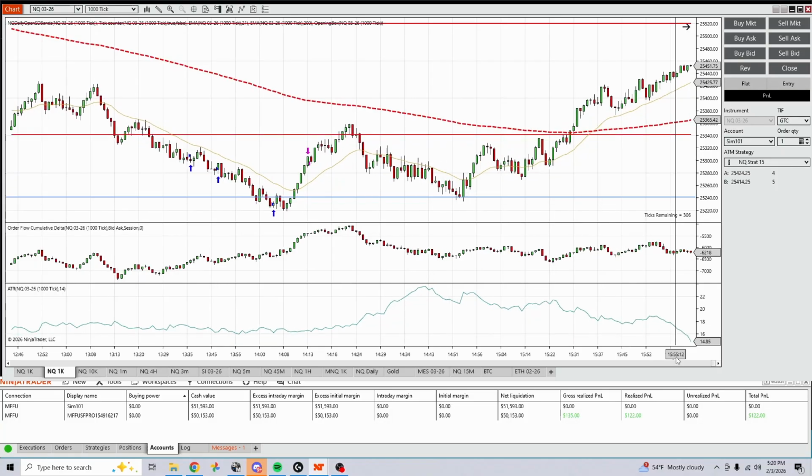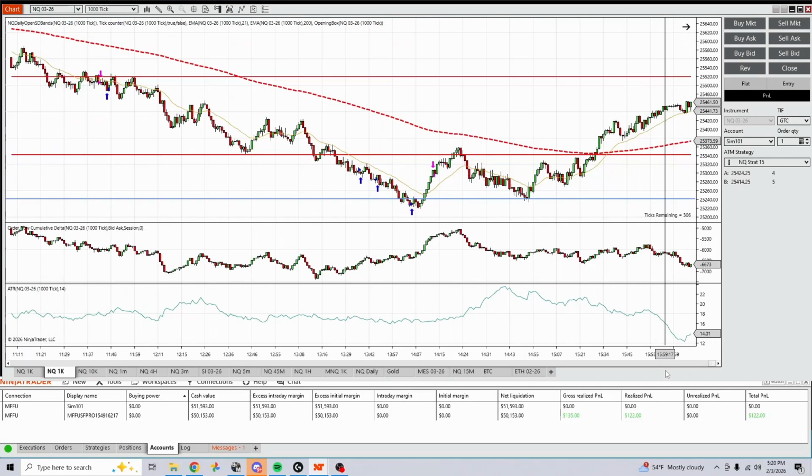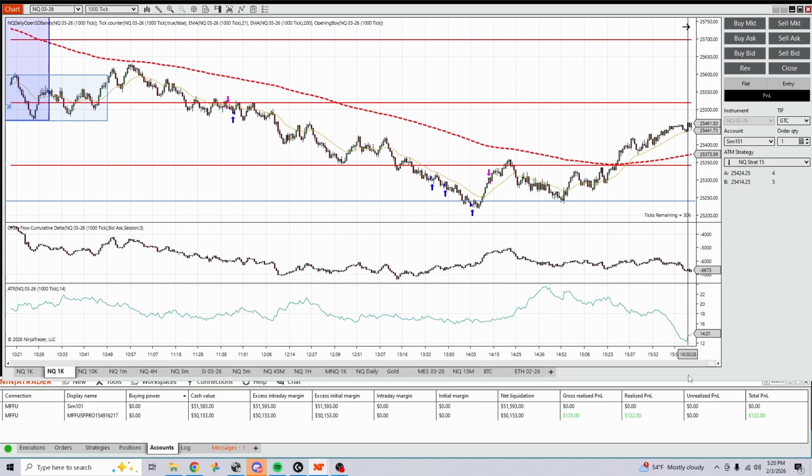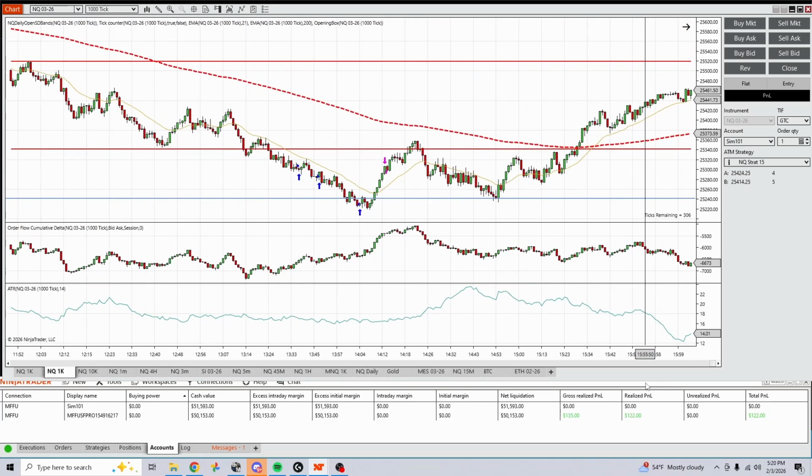But yeah, throughout the rest of the day, like I said, I like to stop trading at 1 o'clock because I've just found from my back testing that it doesn't work that well after 1 o'clock.